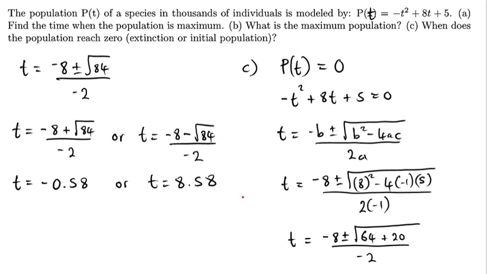Now, if we compare the two, this maximum time here represents extinction because this amount of time has passed. So this represents extinction, while this negative time represents the initial population. So there we have it.